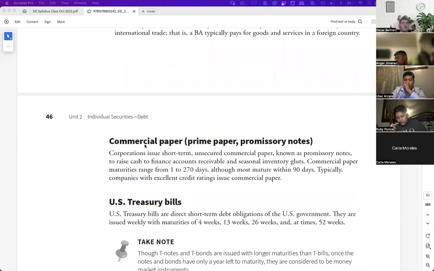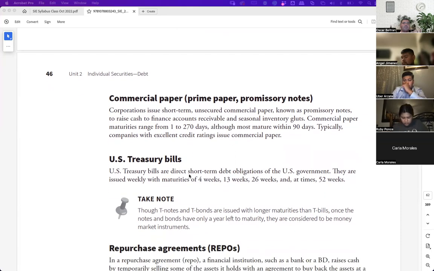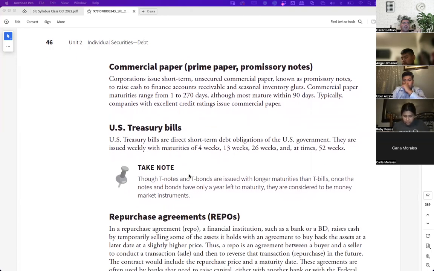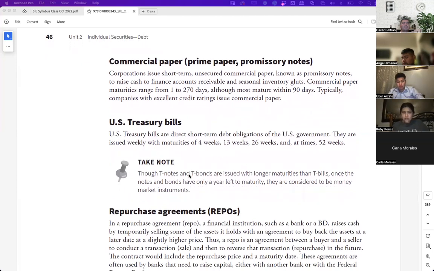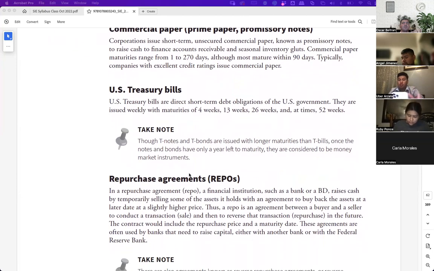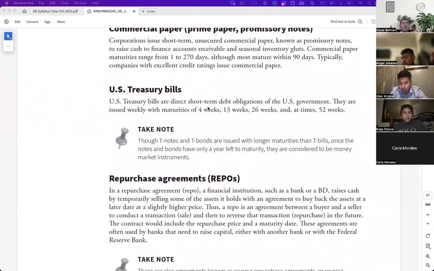All right, here we have commercial paper. It could also be called prime paper or a promissory note. It's going to be issued by corporations, and it's going to be unsecured. Maturity date of 1 to 270 days, 9 months. And here you've got U.S. Treasury bills. Memorize the maturity dates one more time.